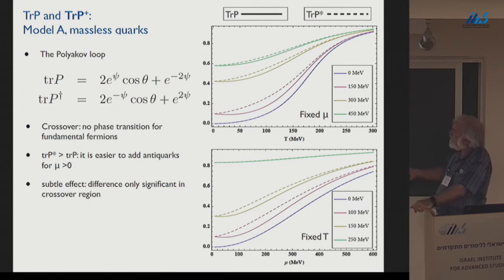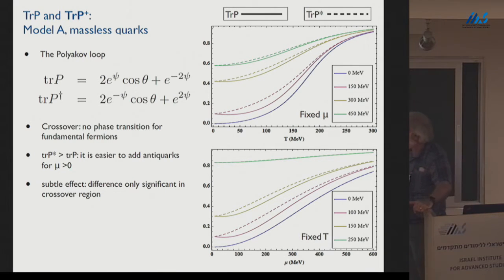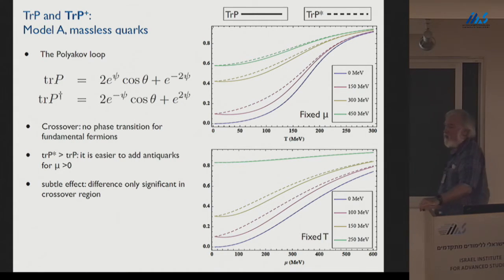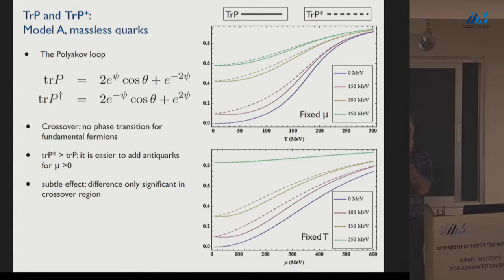And we get some graphs like this. And what you see is, for example, that in this region of crossover, we're crossing over in temperature at various values of mu. You see that trace P, which is the solid line, is different from trace P dagger, precisely in this crossover region. Okay? So somehow the effects of PT are strongest in the transition region.